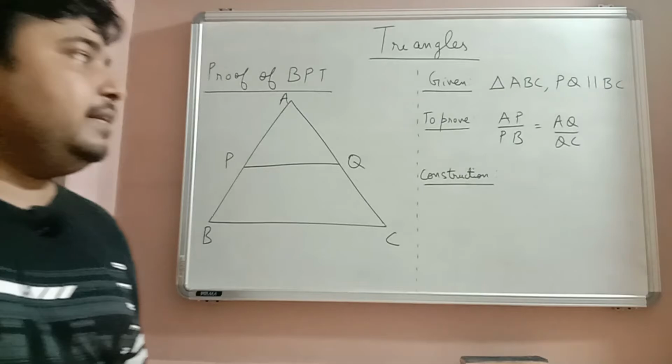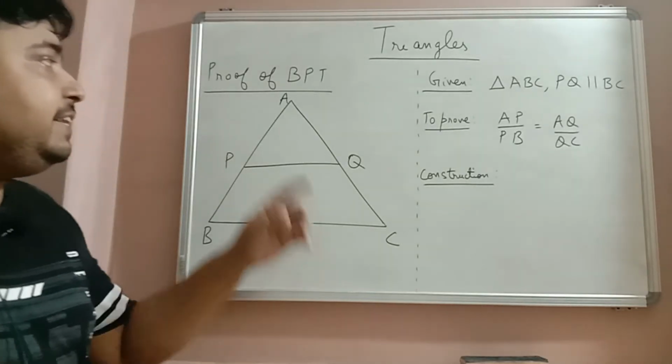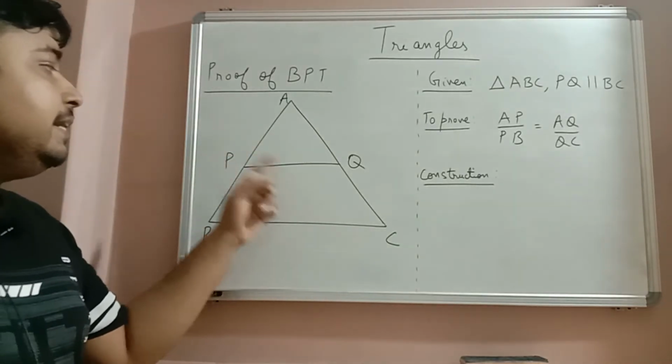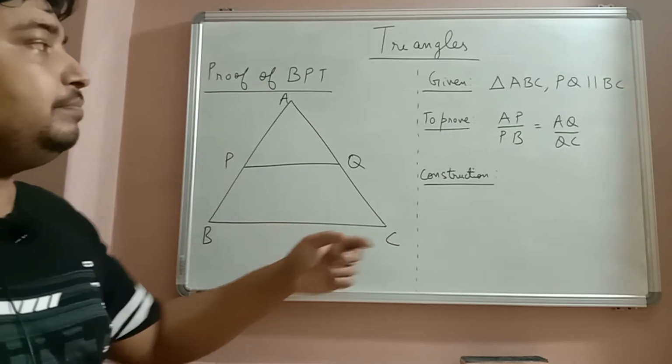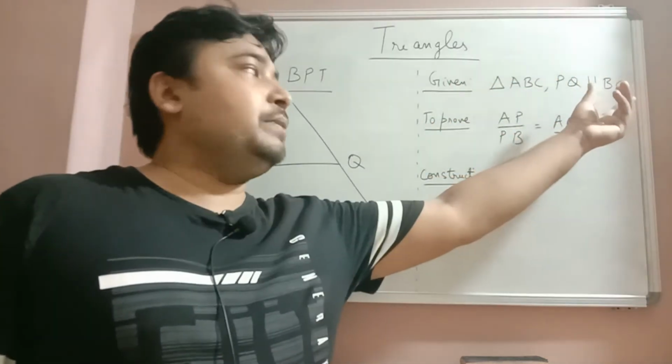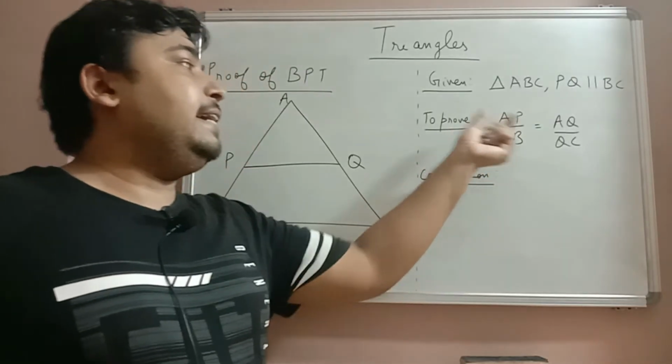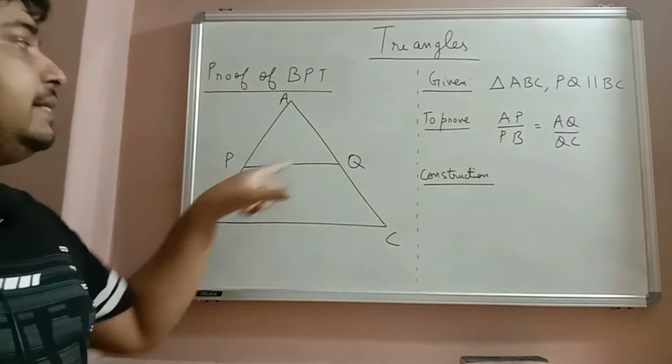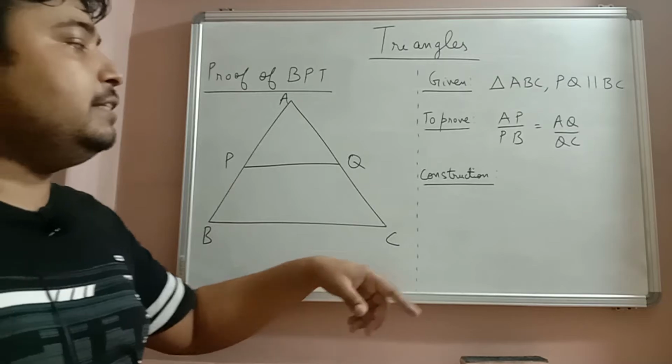Alright students, let's prove this theorem. I have taken triangle ABC in which PQ is parallel to BC. So I have written: given triangle ABC and PQ parallel to BC. We need to prove that AP upon PB is equal to AQ upon QC.